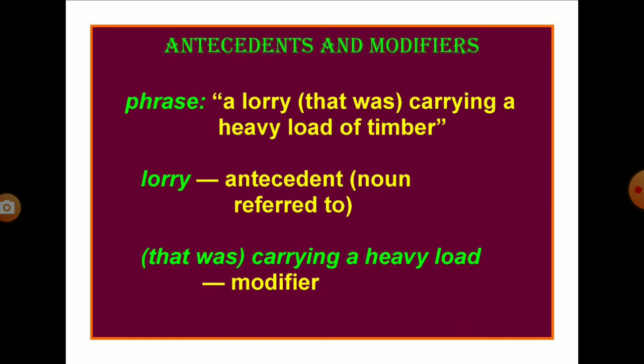Now, the important thing to remember is, while placing this modifier in a sentence, you have to place it immediately after the noun or the antecedent to which it refers. Otherwise, it will result in ambiguity, that is, it will give room for two interpretations. Let us see this as an example of ambiguity and as an example of the wrong placing of modifiers.